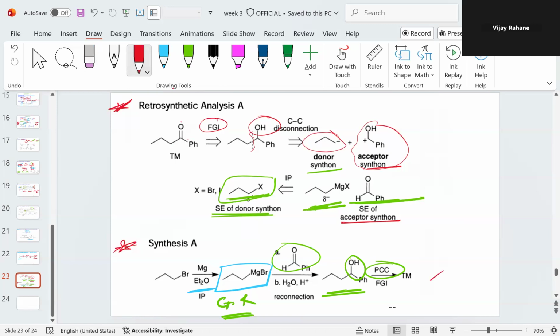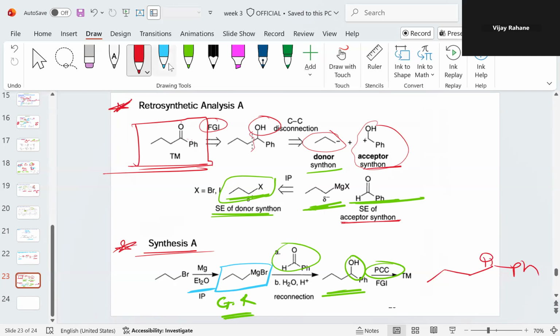So this is how we do the retrosynthetic analysis and the synthesis of the target molecule that we were given. This is one simple example, and I hope from this example you are now able to understand how we can do retrosynthesis for a target molecule that we are given.